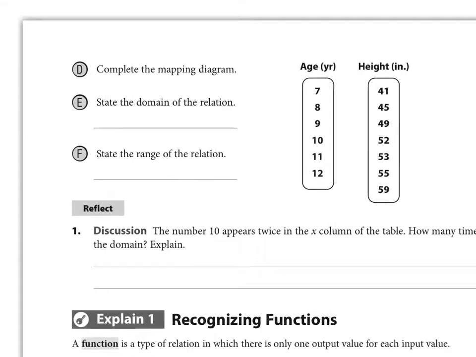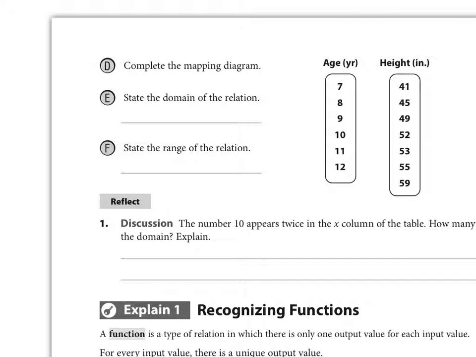In part D, our fourth representation is called a mapping diagram. And it looks like this on the right side. So 7 is paired with 41, 8 is paired with 45, 9 is paired up with 49, 10, 52, and 10, 53, 11, 55, and 12, 59. Okay, so this is a mapping diagram.